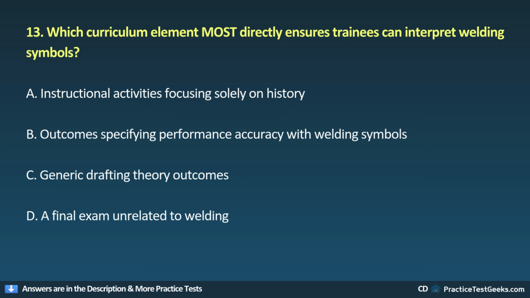13. Which curriculum element most directly ensures trainees can interpret welding symbols? A. Instructional activities focusing solely on history. B. Outcomes specifying performance accuracy with welding symbols. C. Generic drafting theory outcomes. D. A final exam unrelated to welding.